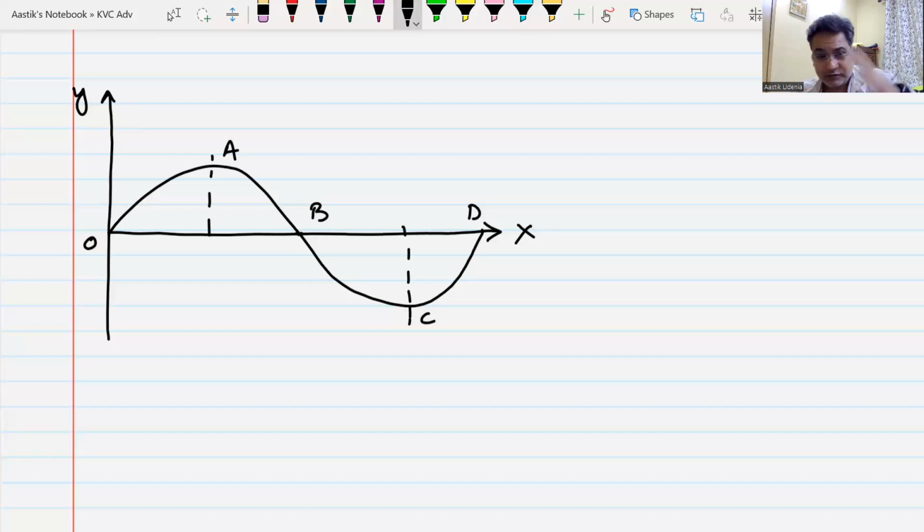Between O and A, there are an infinite number of particles. How are they moving? Remember, this horizontal line is their mean position. Do we understand this? And right now they are displaced at different points. Where are they moving? Particles between O and A, how are they moving?